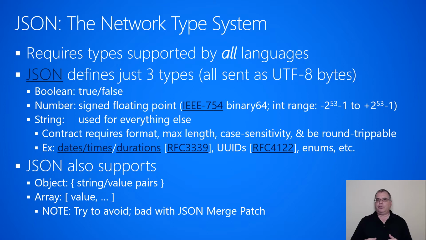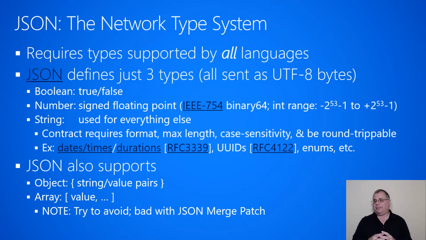So that means that on your service, you can't use data types that are specific to your language that don't exist in another language. We have to have kind of a lowest common denominator type system that is used to send payloads back and forth across the wire. So today, most services typically use JSON for this. JSON defines only 3 data types in it, but everything is sent over the wire using UTF-8 bytes.